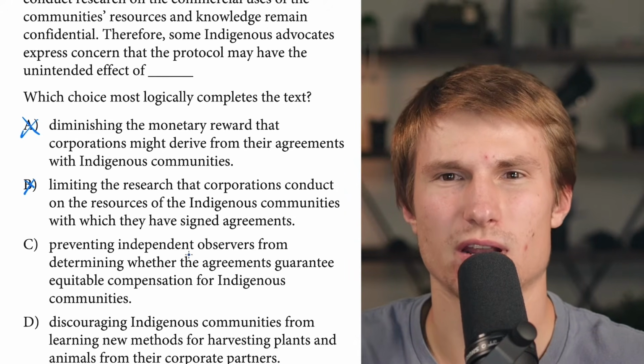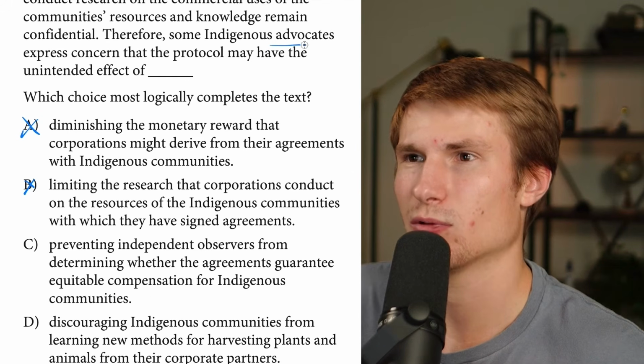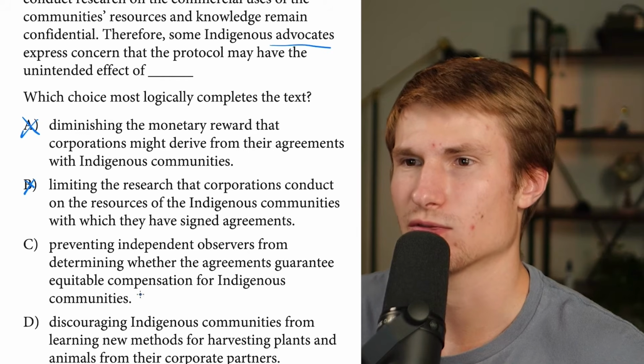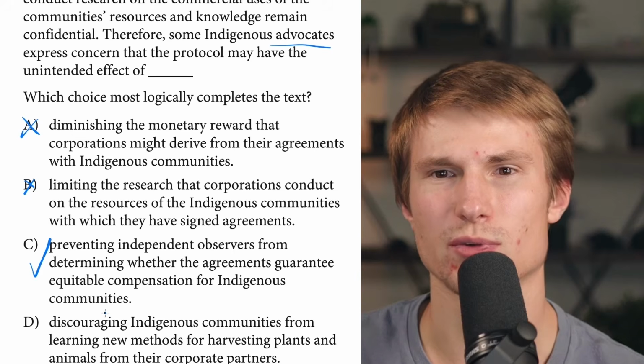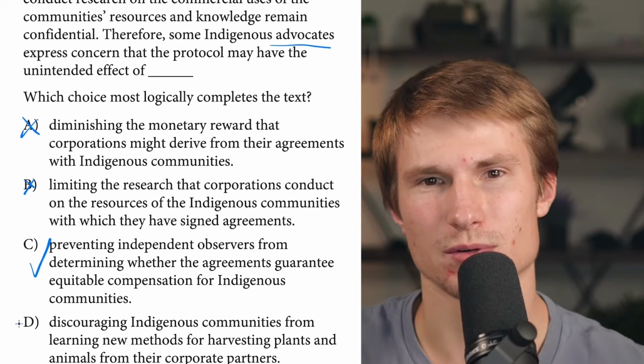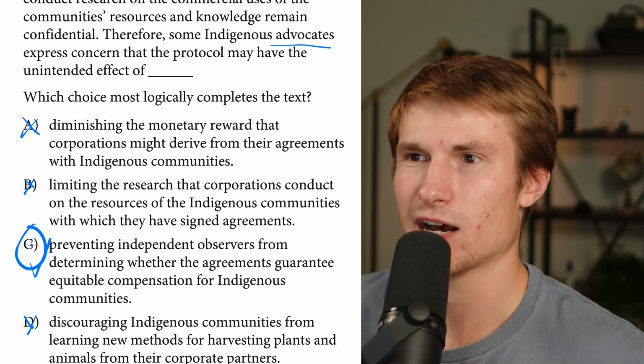We got C, preventing independent observers from determining whether the agreements guarantee equitable compensation for indigenous communities. Okay, that would be what an advocate would say. They would want fair compensation for the indigenous communities. So C looks good. We'll take a look at D. Discouraging indigenous communities from learning new methods for harvesting plants and animals from their corporate partners. No. Answer would have to be answer choice C. It's the only one that would logically complete that text.